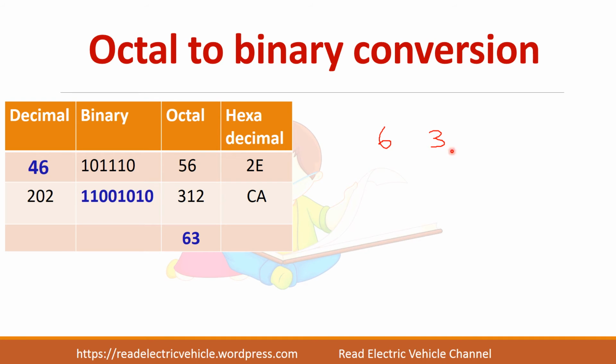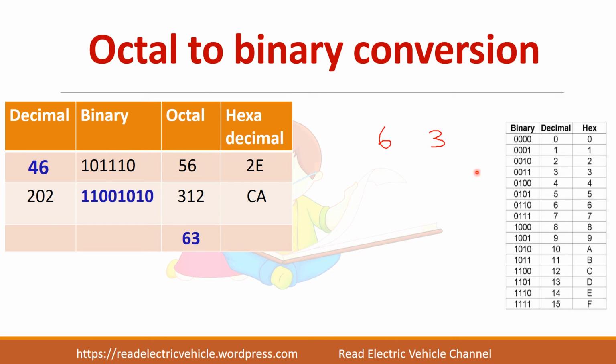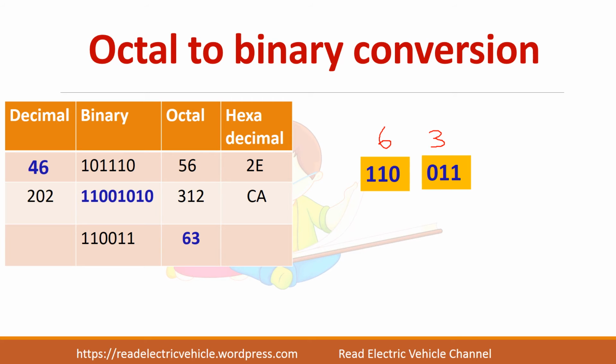So now we have octal number of 63. Now what is the binary equivalent for 3? It is 011. And binary equivalent of 6 is 110. So you write it like this. So you got the equivalent binary number 110011.